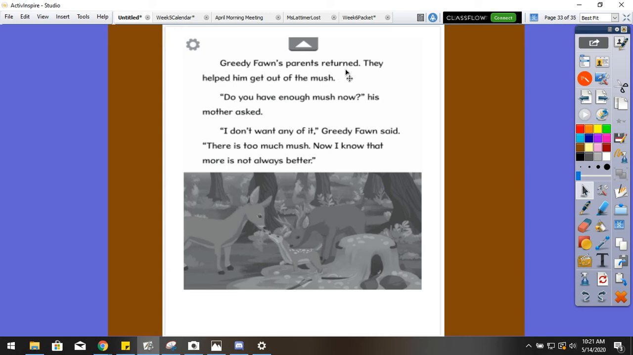Greedy Fawn's parents returned. They helped him to get out of the mush. "Do you have enough mush now?" his mother asked. "I don't want any of it," Greedy Fawn said. "There is too much mush. Now I know that more is not always better."